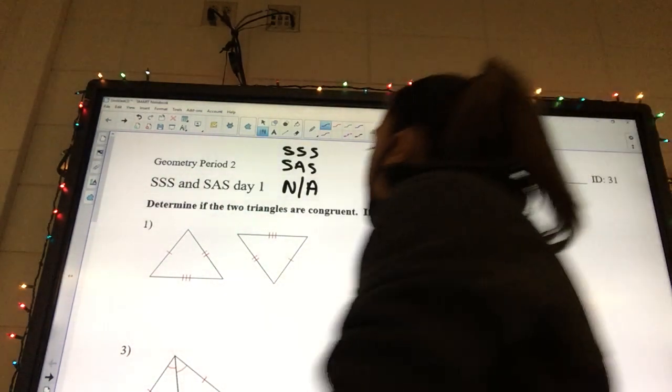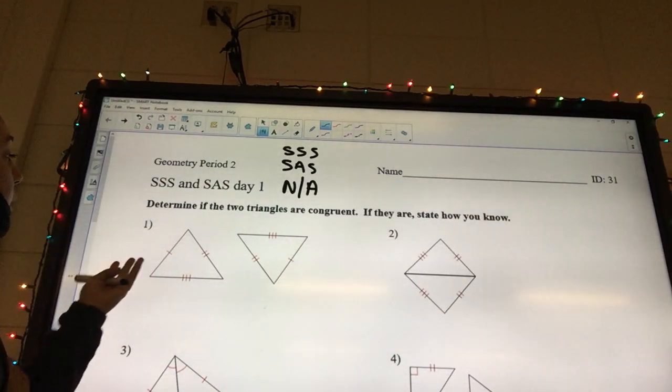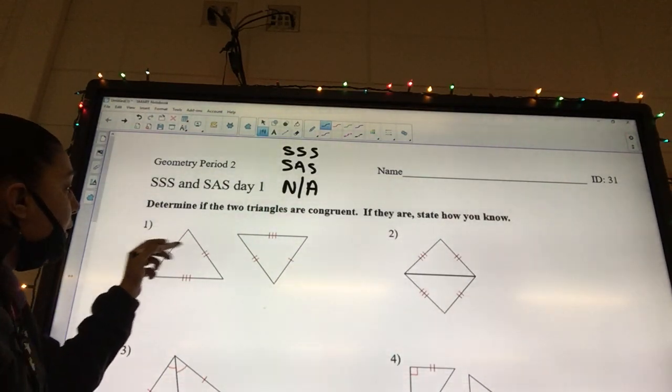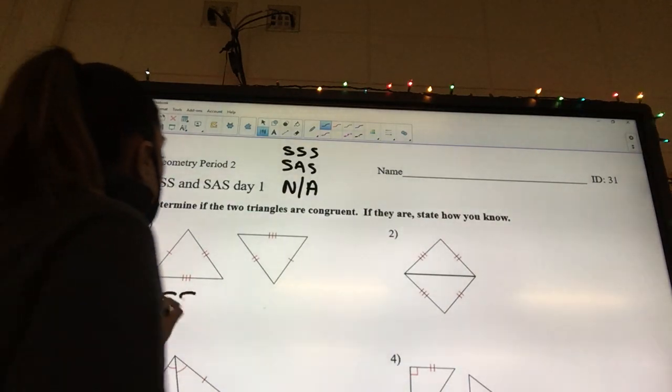Okay. So if we look at the first one, it says determine if the two triangles are congruent and state how you know. On the two triangles, we have a side mark, and a side mark, and a side mark. So what postulate is that going to be? Side, side, side. So we can put SSS.